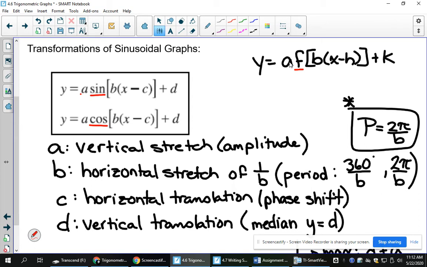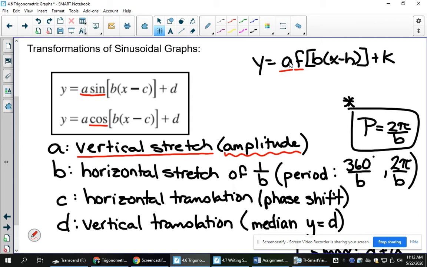The A value, whether it was in Unit 1 or now, is still called a vertical stretch. But on the picture, since it corresponds to this wavy picture, we now know that sinusoidal graphs have an amplitude. That's exactly what the vertical stretch is going to tell you, amplitude.